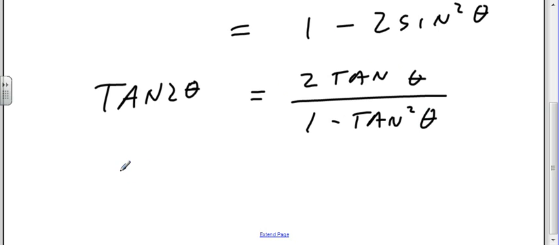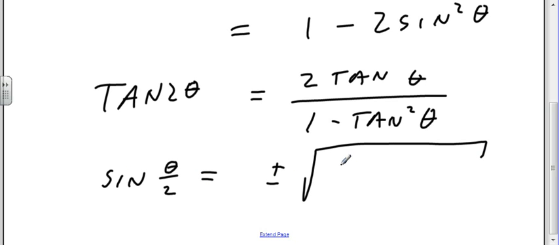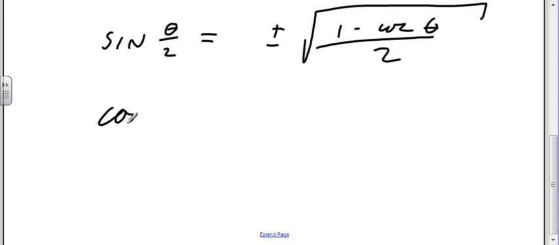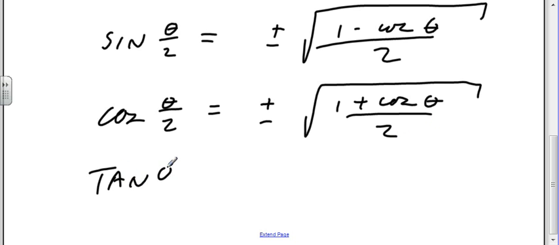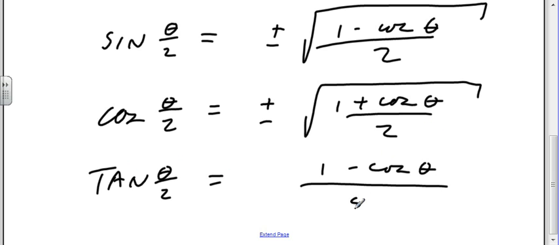And then we have half angles. So we have the sine of theta over 2, plus or minus the square root of (1 minus cosine theta) over 2. And the cosine of theta over 2, plus or minus the square root of (1 plus cosine theta) over 2. And where's the half tangent? Tangent of theta over 2 is (1 minus cosine theta) over sine theta. Again, you're not going to remember any of those, but if you need them, they're in the back of the book. You go and get them.